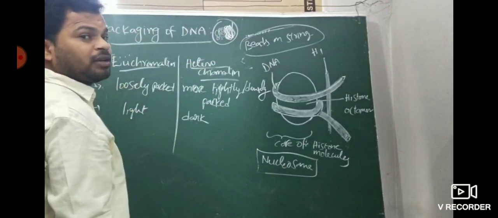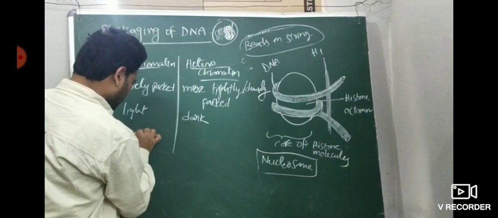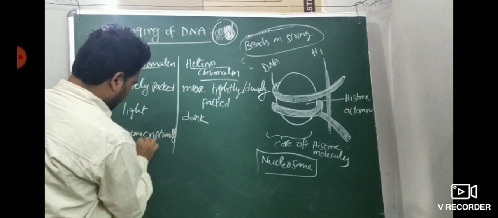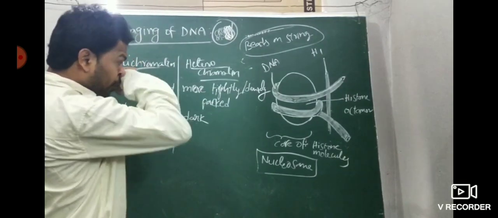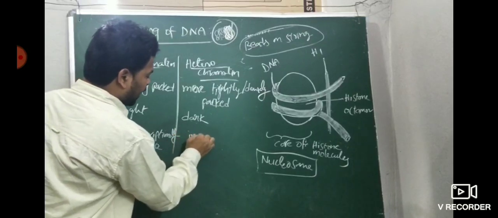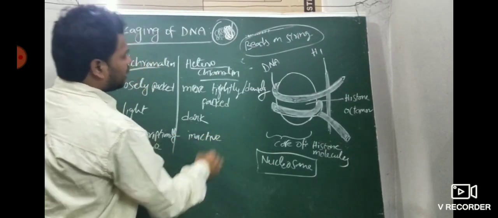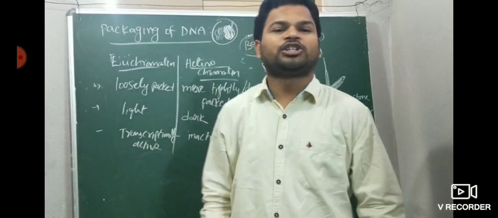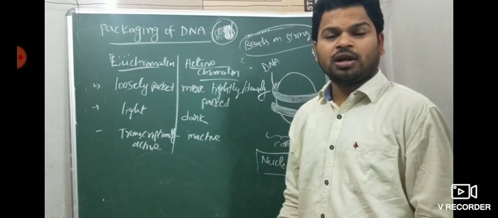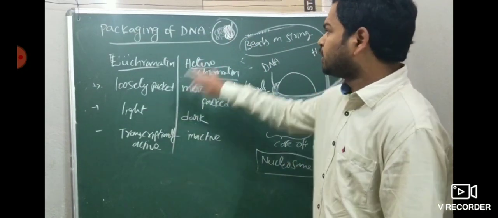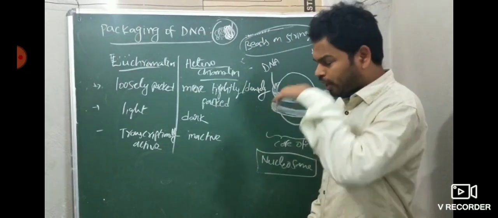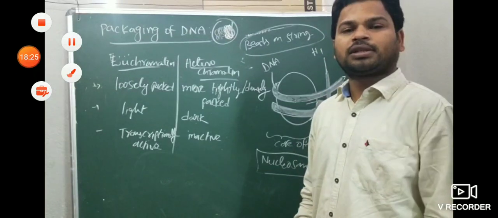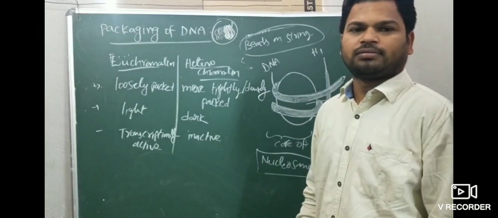Euchromatin is transcriptionally active. Heterochromatin is transcriptionally inactive. These are the differences between euchromatin and heterochromatin, important for 2 mark or 3 mark questions. This is the packaging of DNA in prokaryotes and eukaryotes. Important information. The next concept is transforming principle.